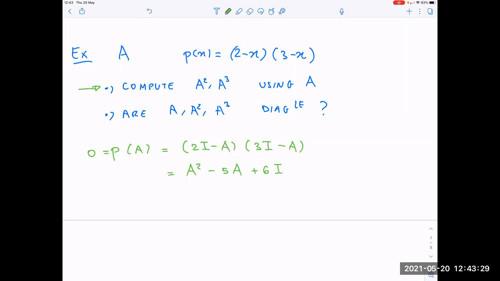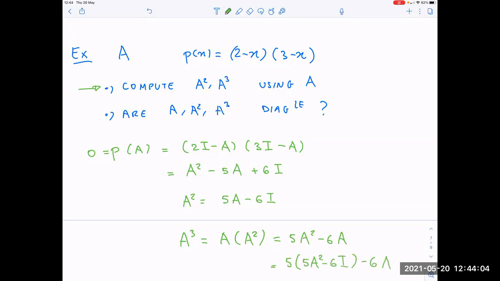So this is, for example, what gives me A squared is equal to 5 times the matrix A minus 6 times the identity. Okay, and if I want matrix A cube, I simply say this is A times A squared, which is 5A squared minus 6A, right? Which is equal to 5, and then I repeat, 5A squared minus 6 times the identity minus 6A.